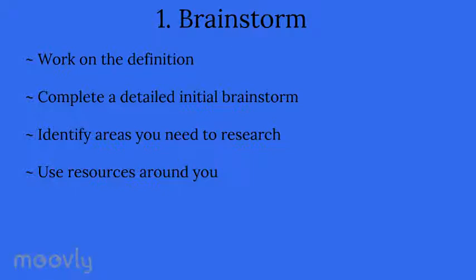Once you have worked out the definition that your team is happy with, complete a detailed brainstorm. Just think about what are the different aspects of this topic to wrap your head around just the general information of the topic. Identify areas that your team don't know about. Is this a topic where you actually need to do a lot of research, or is this a topic where you've studied it in school before and you know part of the topic? Use resources around you. If you're unsure of where to start, talk to your teacher, talk to other friends, talk to people who can provide you with help and assistance.